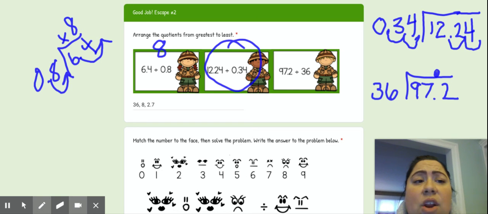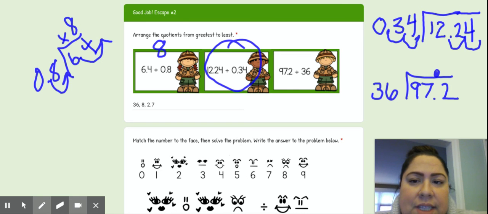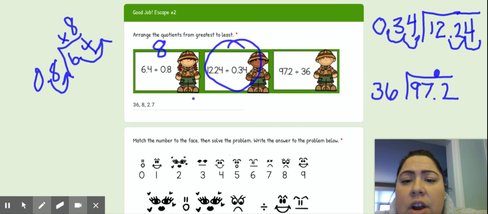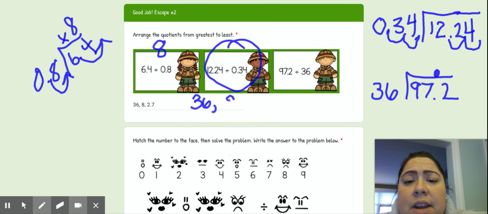Then, when you finish and you type your answers out, and I'm giving you the answers basically for this challenge, you're going to type in a 36, then a comma, and then you need to hit the space bar. Then you're going to type in the number 8, and then a comma, and hit the space bar again, and then last but not least is 2.7.